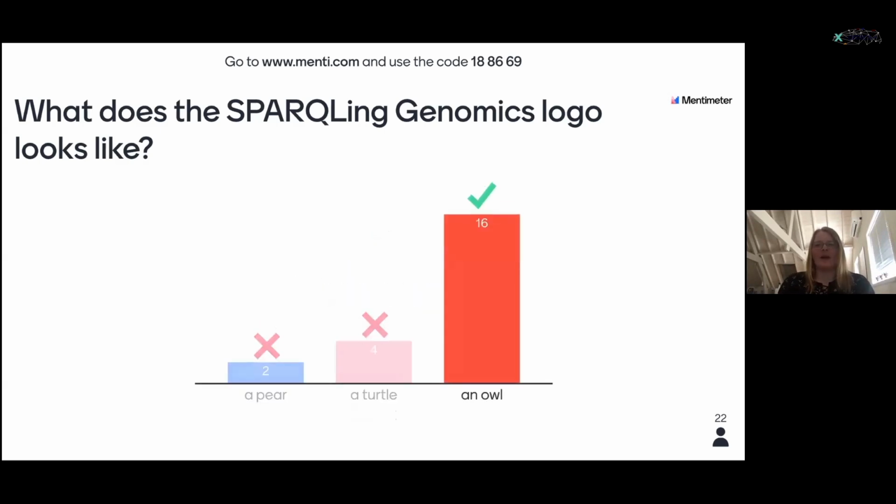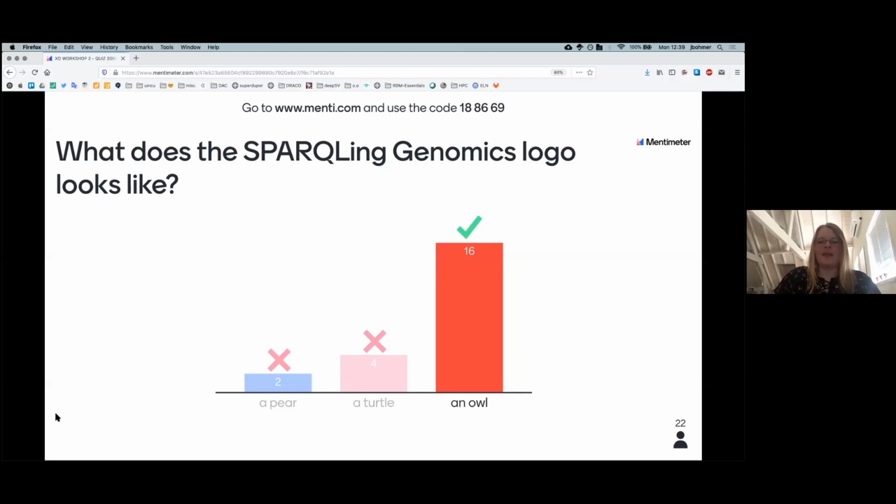Nice. Well done. It was actually an owl. Turtle and owl are ontology-related terms as well, and sadly, no pear today. Thank you very much for interacting in this short intermission quiz with us. And now we will move over to the second half of our workshop, and we definitely need to talk about ontologies now, and I will hand over to Roel.